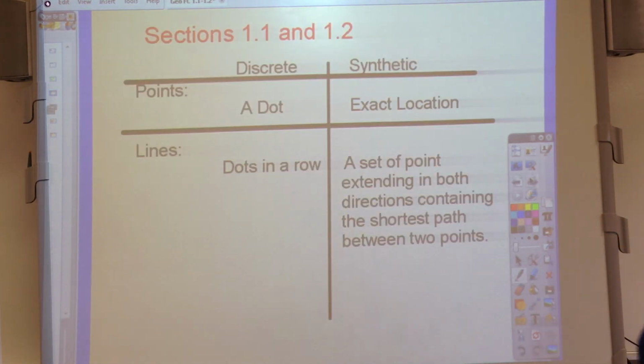All right? Some definitions, again. In discrete geometry, a point is a dot. In synthetic geometry, a point is an exact location. In discrete geometry, lines are just dots in a row. And in synthetic geometry, lines are sets of points extending in both directions, containing the shortest path between 2 points. You're probably more familiar with synthetic geometry, and that's what we will utilize most this year.